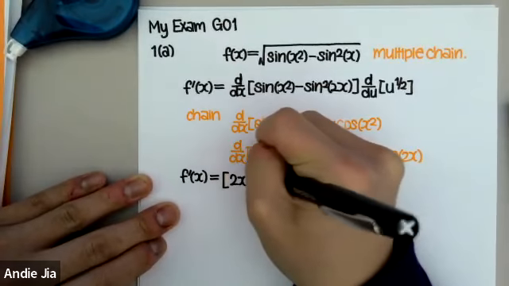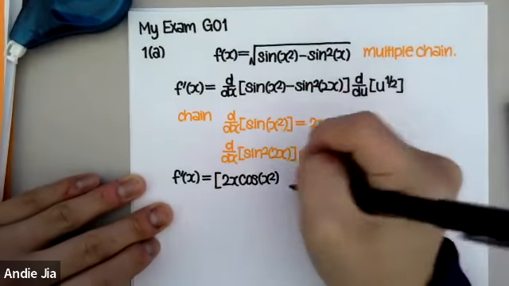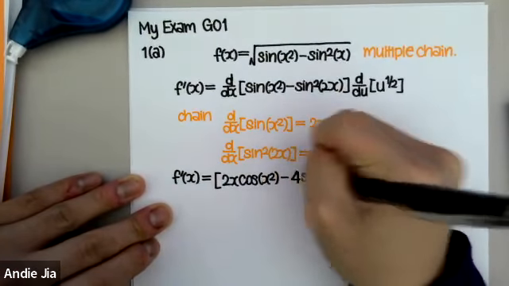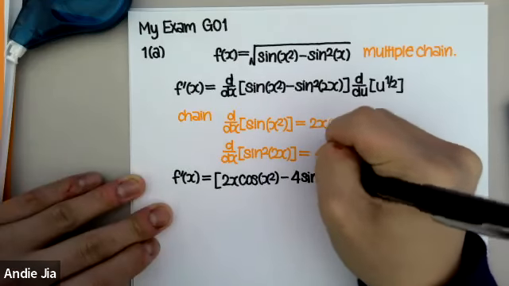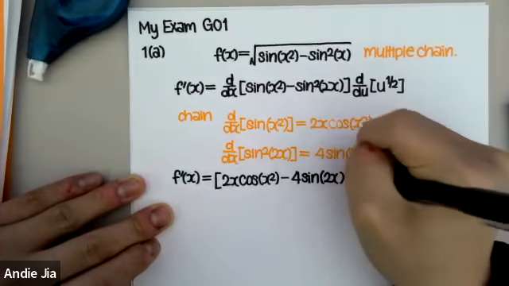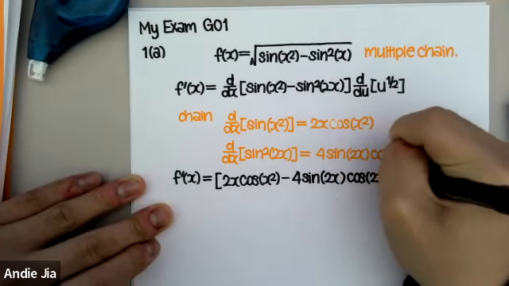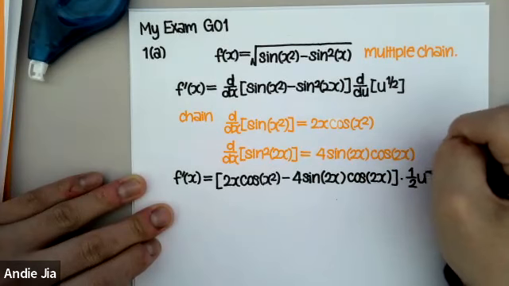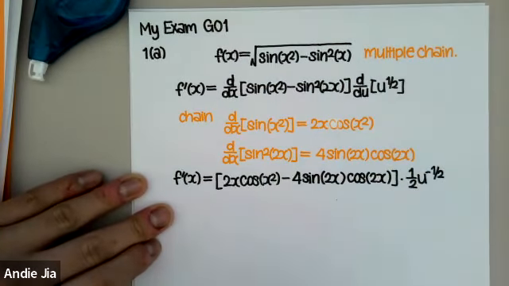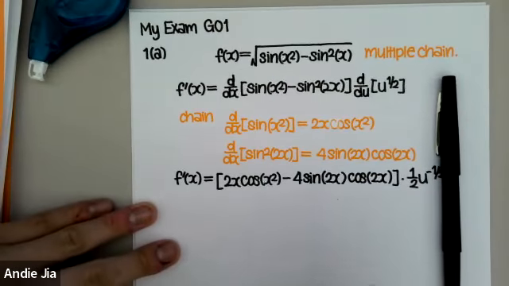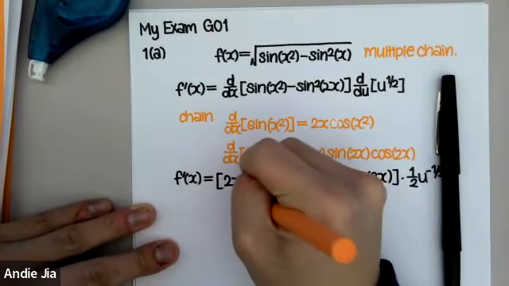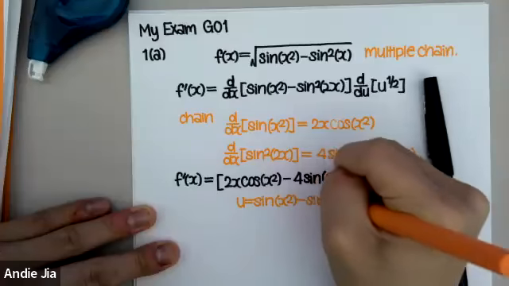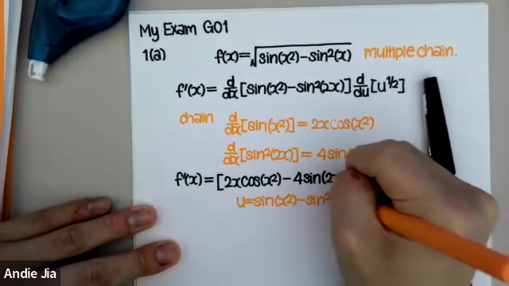2x cosine x squared minus 4 sine of 2x cosine of 2x, times 1/2 u to the negative 1/2. Well, in this case, u is sine of x squared minus the square root of 2x.